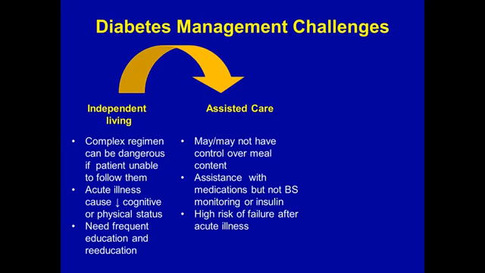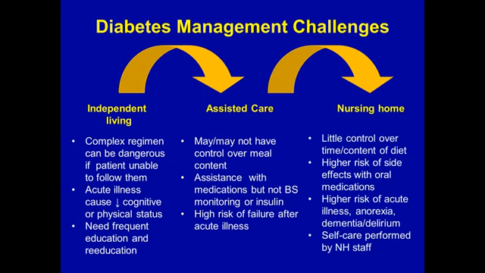Moreover, in assisted care, subjects may have assistance with medication. However, it is very unlikely that they have assistance with finger stick monitoring as well as insulin administration, and this can create some challenges. And again, subjects in assisted care have a higher risk of failure after an acute illness.